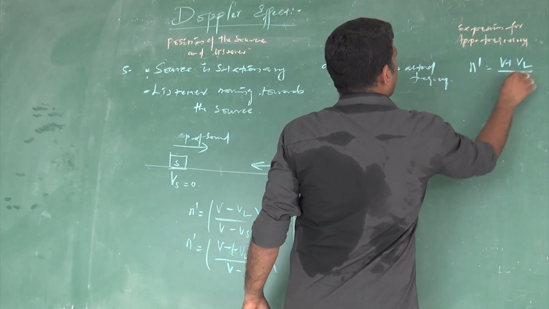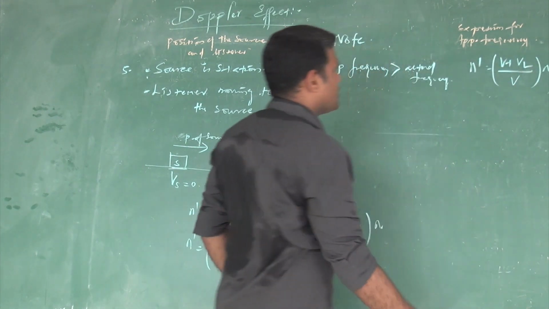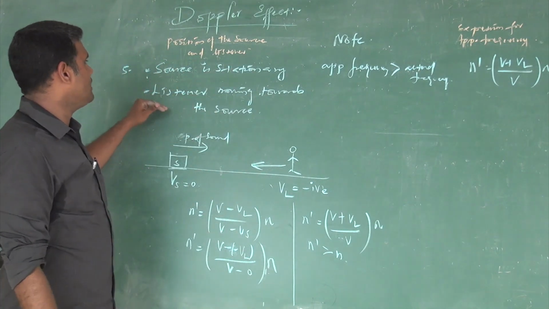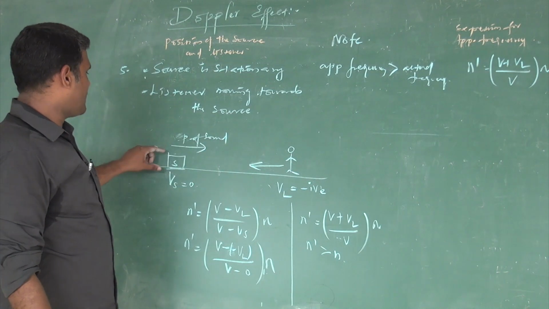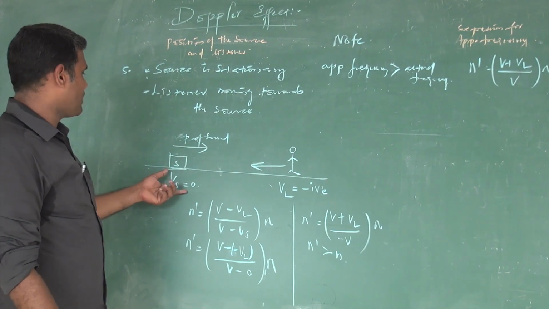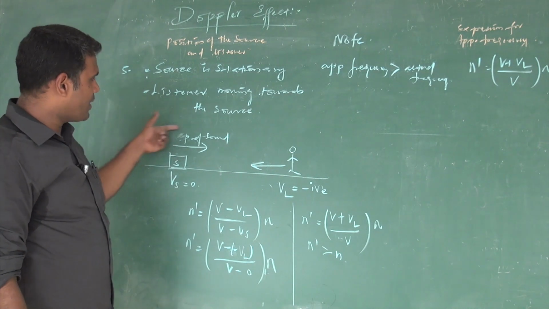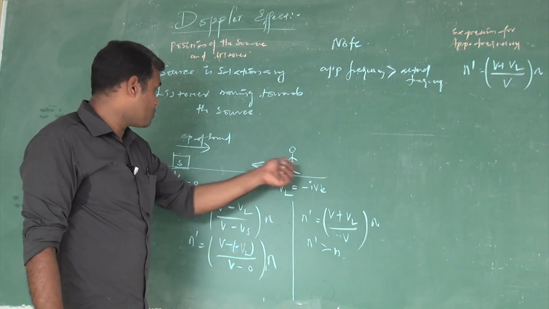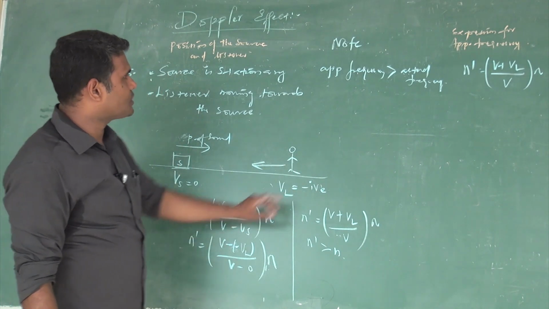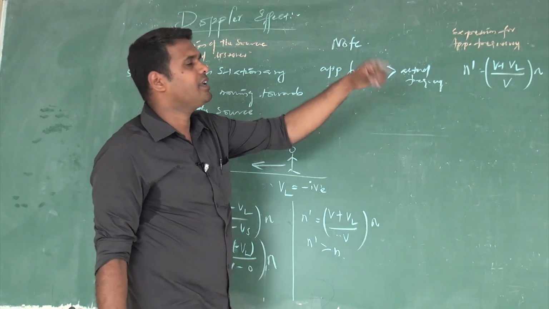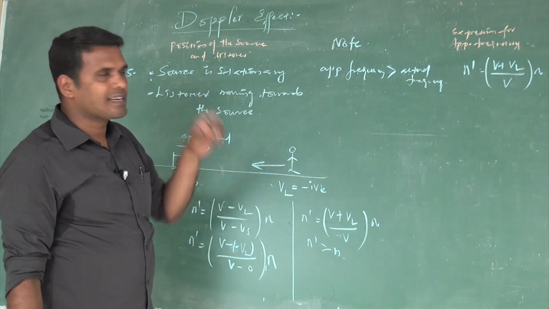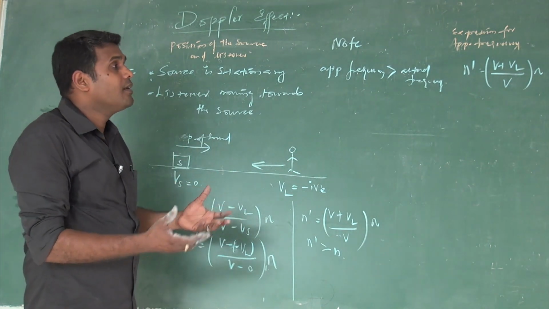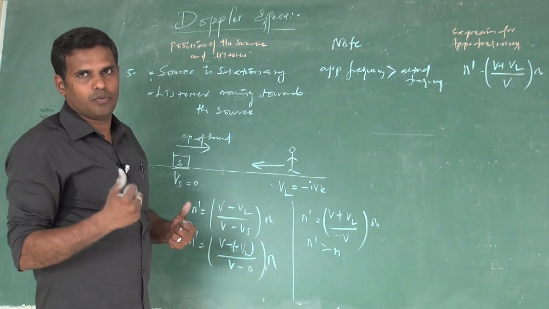So the expression for apparent frequency N prime is equal to (V plus VL) divided by V into n. This is the fifth case. So when the source is stationary and the listener is moving towards the source, then by applying sign convention, the velocity of the sounding source is 0. Propagation of sound takes place along this direction. The velocity of the listener is negative because he is moving towards the source. By applying the sign convention, I get N prime equals (V plus VL) divided by V into n. The apparent frequency is greater than the actual frequency. So as the listener moves towards the sounding source, he will be receiving a high pitched sound.